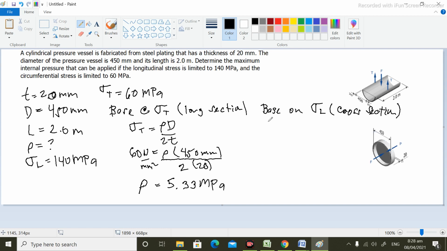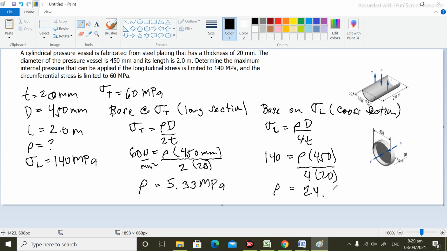Ayan. Yung formula ng longitudinal stress, sigma L is equal to rho D over 4T. Yung rho, pressure. So, limited siya sa 140 newton per mm squared is equal to internal pressure times D, 450 mm all over 4 times thickness na 20 mm. So, mas maganda isulat yung mga unit kasi minsan conversion. So rho is equal to 24.89 megapascal. So ang pipiliin natin dyan is yung mas maliit, which is ito, 5.33 megapascal. Okay?